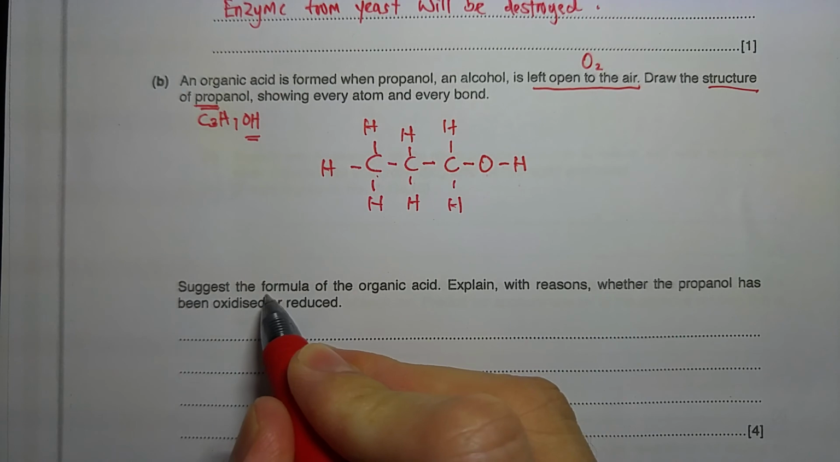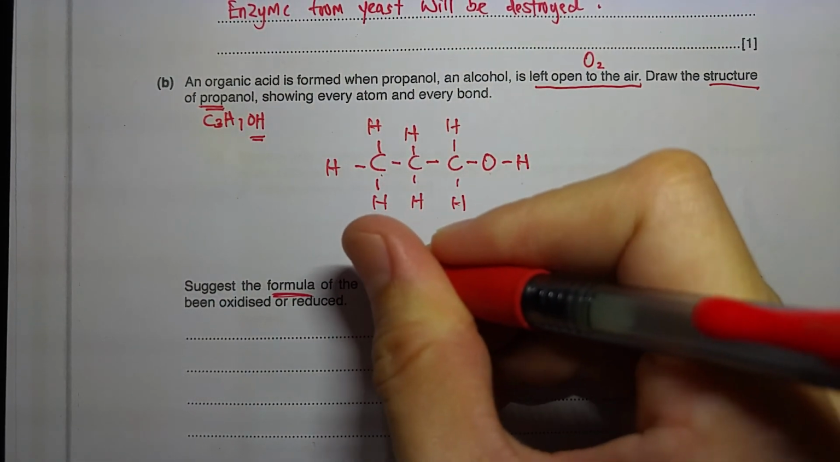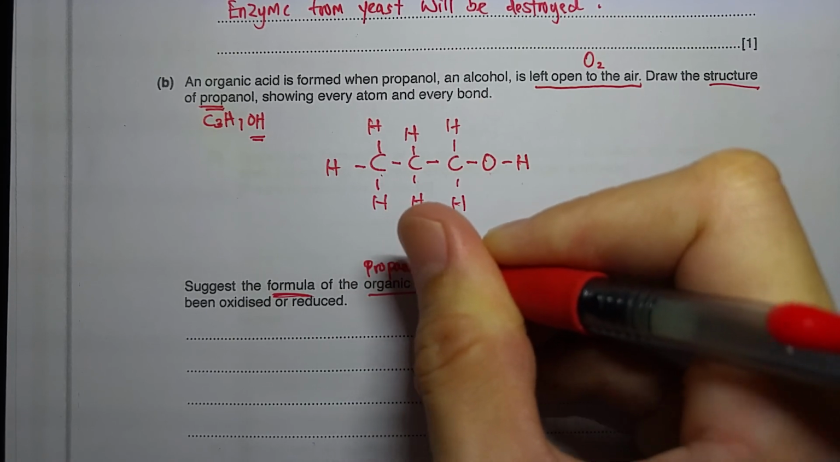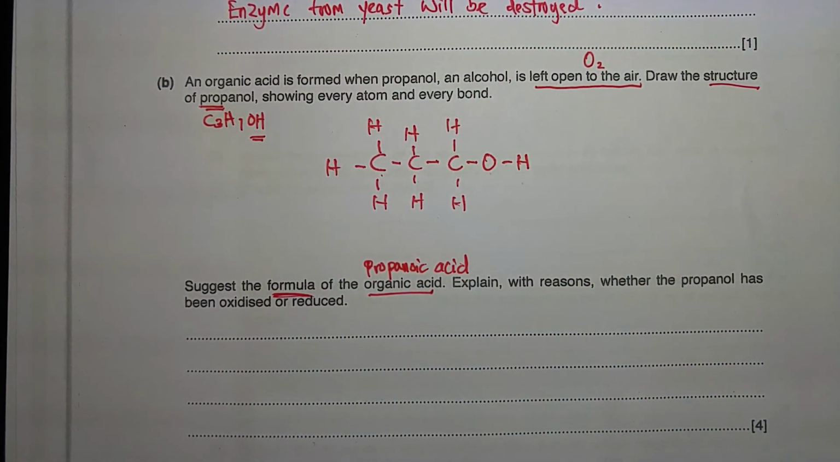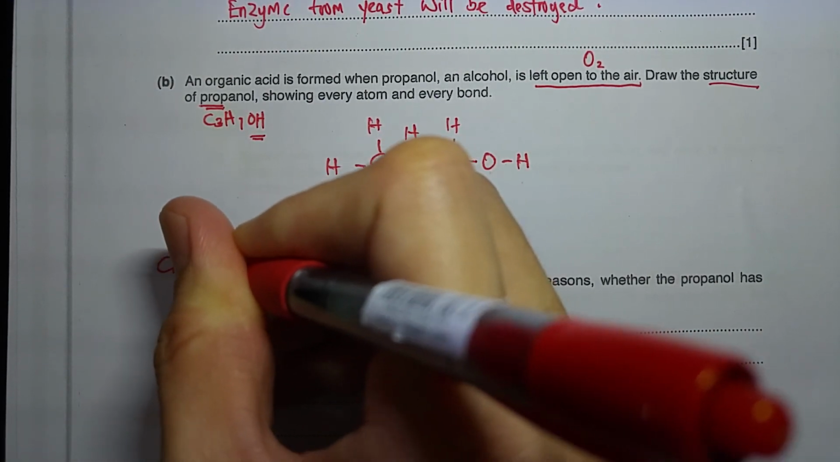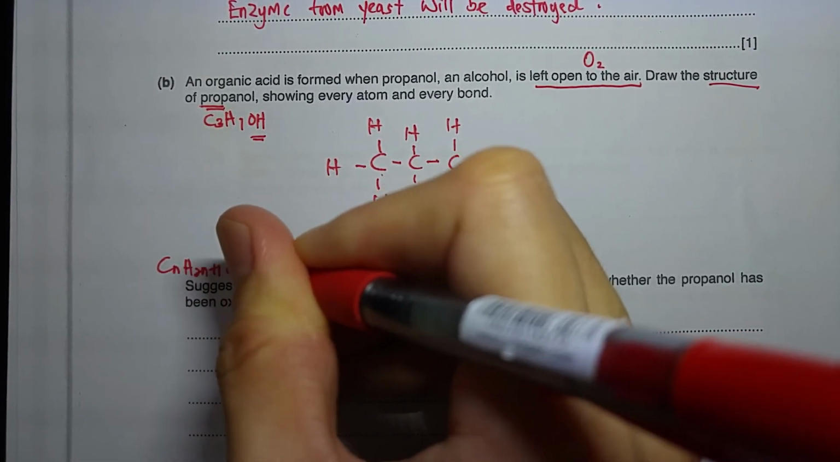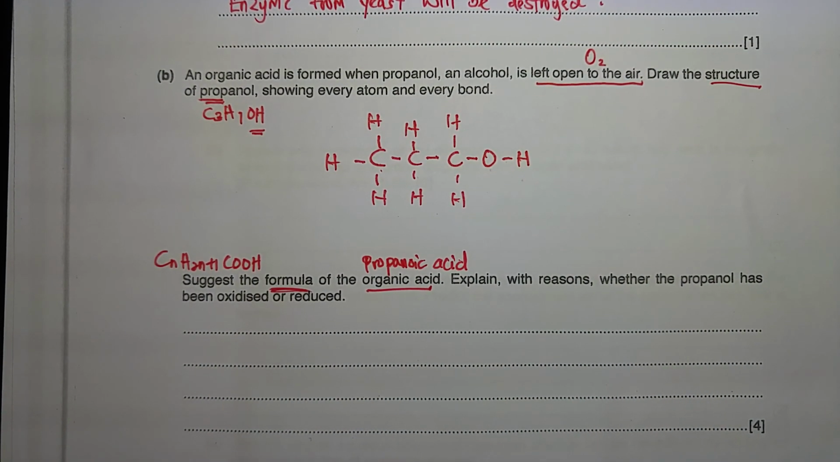Now, let's tackle this part first. What is the formula of propanoic acid? So this organic acid would be propanoic acid. What is the formula for propanoic acid? So you need the general formula of carboxylic acid. The general formula for carboxylic acid is CnH2n+1COOH.